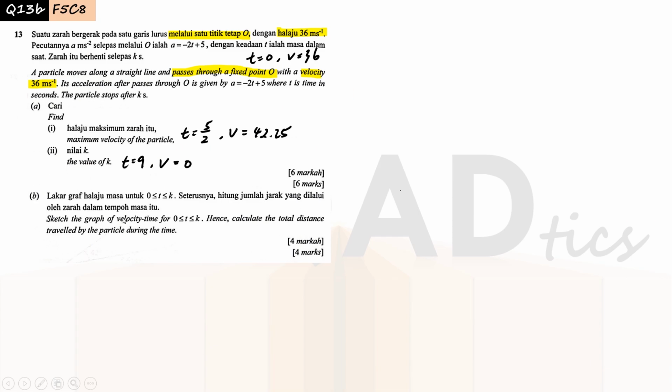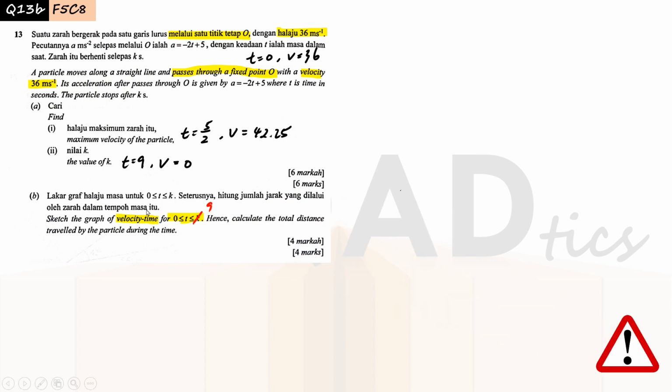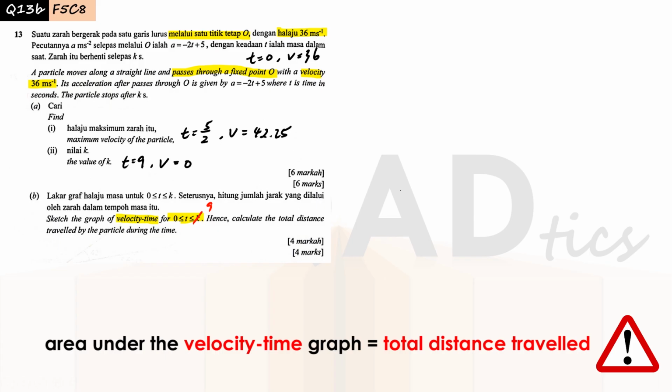For part B, we need to sketch the velocity time graph for t from 0 until k, which technically is 9. Alright, and we need to calculate the total distance traveled by that particle. Right, so a very important thing to note for a velocity time graph is once we draw the graph of the curve already, the area under the curve or the area under that graph will be the total distance traveled. Okay, so let's draw out this velocity time graph first. So here the x-axis would be t, the y-axis would be v, and let's draw out our starting point for velocity.